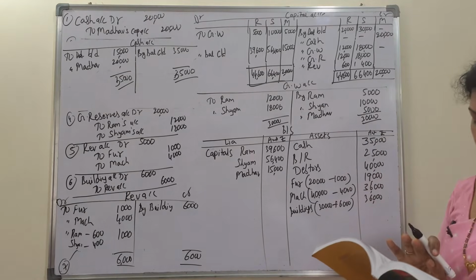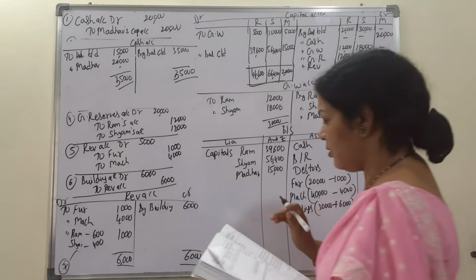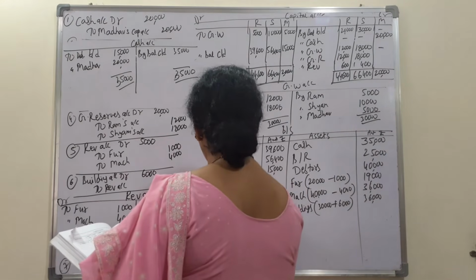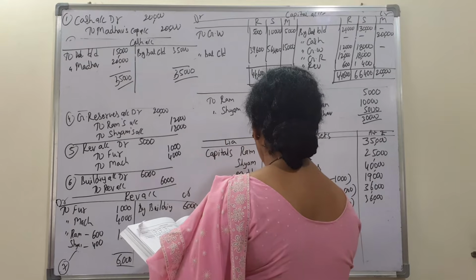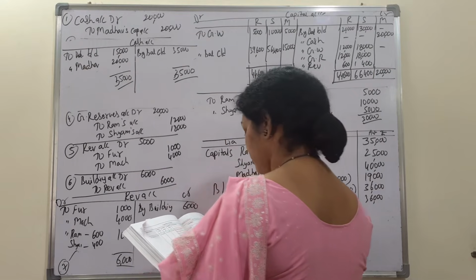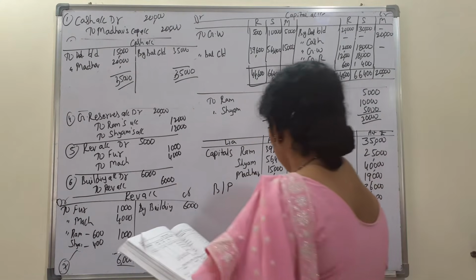Asset side is over. Now next, liability side, bills payable. Capitals already we have written. Bills payable 20,000. Total creditors 30,000.